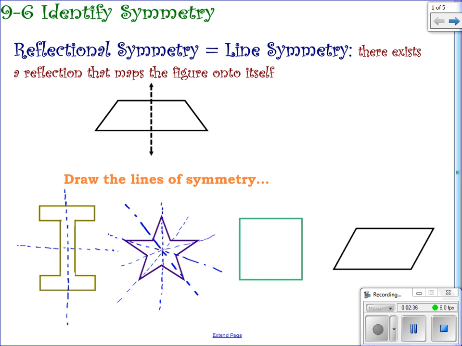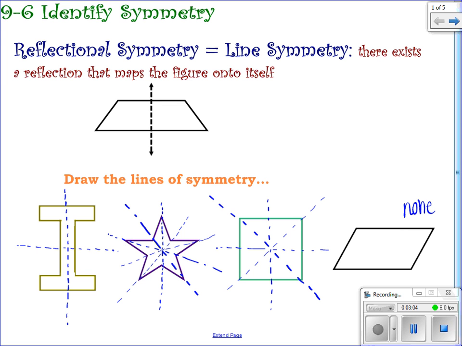Number on the next one. I'm seeing lots of fours. Good. It's kind of like the first one where you've got this vertical one and the horizontal one. We also have the diagonals too. Okay, the last one. Good, I'm seeing a lot of zeros. There are none on this one. There's no way to fold this in any way.